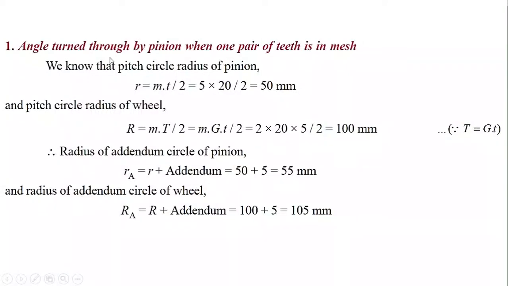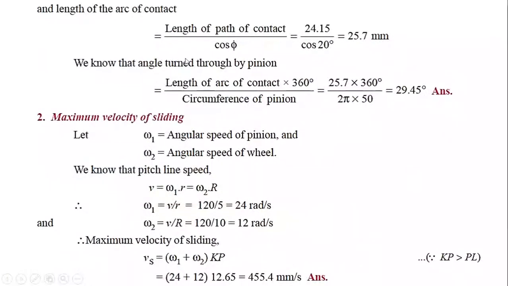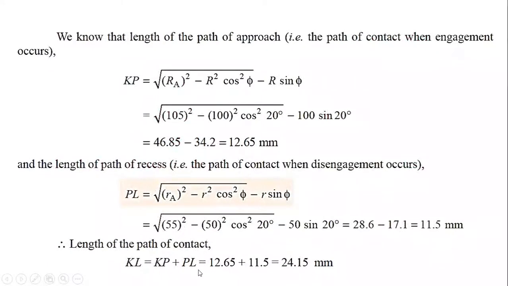This is the formula for finding the angle turned through by pinion. What is the formula? Length of arc of contact divided by circumference of the pinion. For this we have to find first the length of arc of contact. Length of arc of contact is equal to length of path of contact divided by cos phi. For this we have to find the length of path of contact. KL equals KP plus PL.